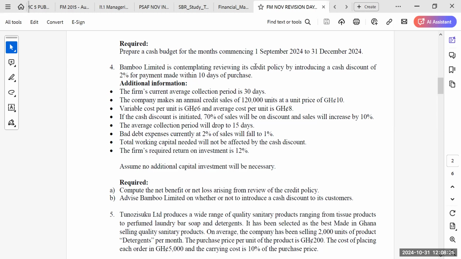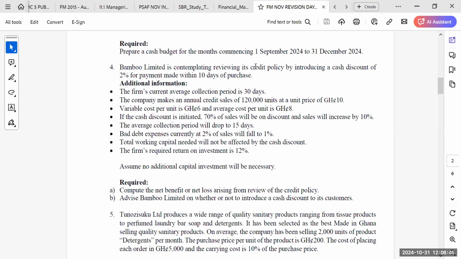You're not given any information on variable cost. But if you are given information on variable cost and revenue, you have to take it from the perspective of revenue. So currently, what is the profit that we are making from the current policy? What will be the profit under the proposed policy?